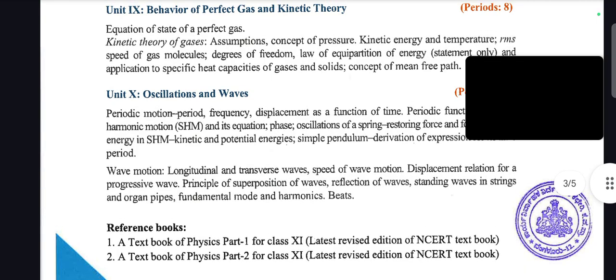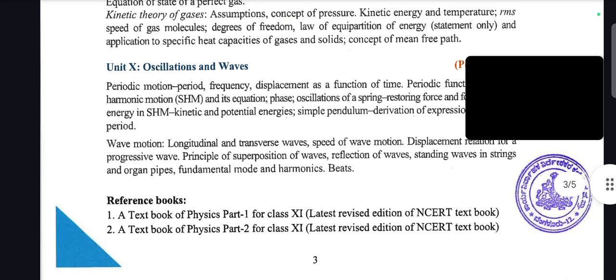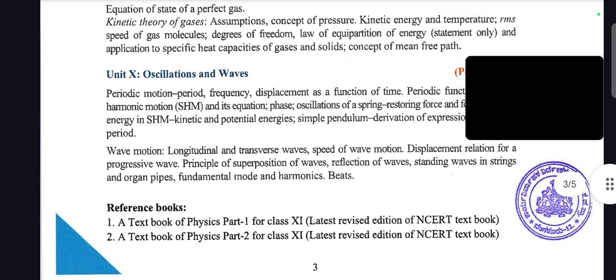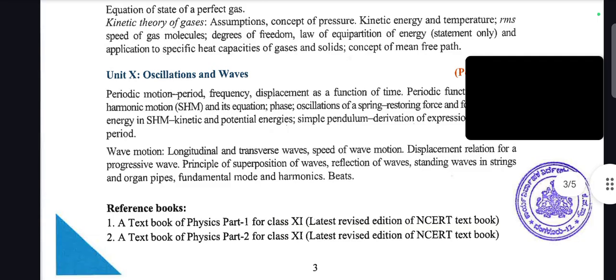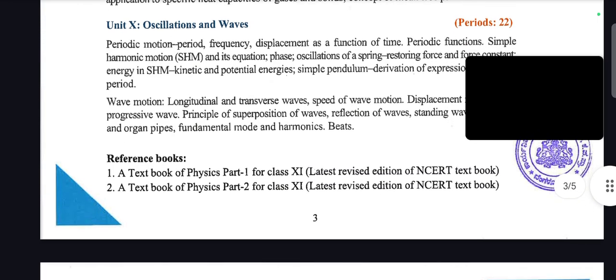Then in Unit 9, behavior of perfect gas and kinetic theory: equation of state of a perfect gas, kinetic theory of gases, assumptions, concept of pressure, kinetic energy and temperature, RMS speed of gas molecules, degrees of freedom, law of equipartition of energy and application to specific heat capacities of gases and solids, concept of mean free path.